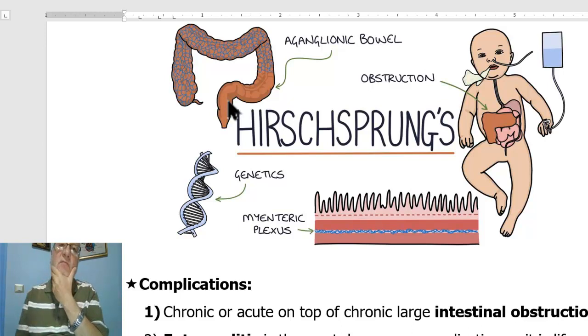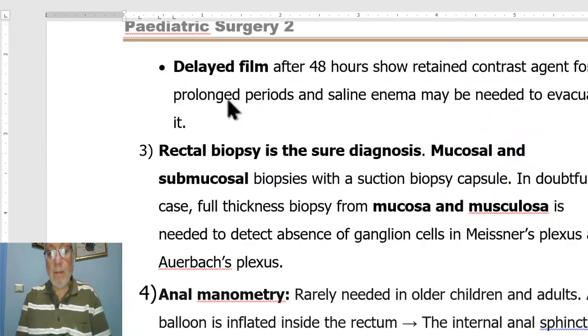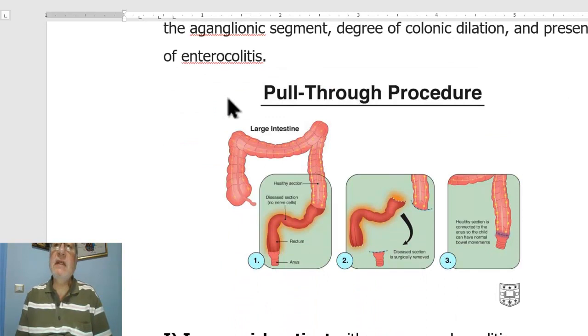What is the treatment of Hirschsprung disease? Sure, as any intestinal obstruction, resuscitation. Nothing is taken orally. Intravenous fluid and antibiotic are very important in enterocolitis, and the treatment of Hirschsprung disease should be surgical.